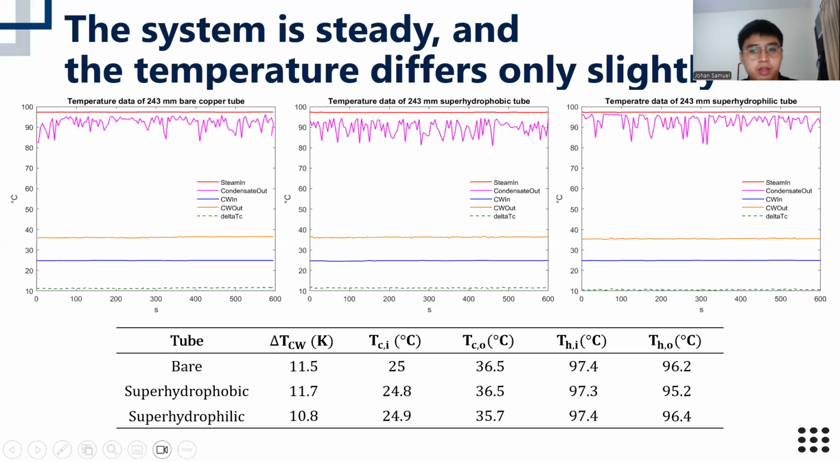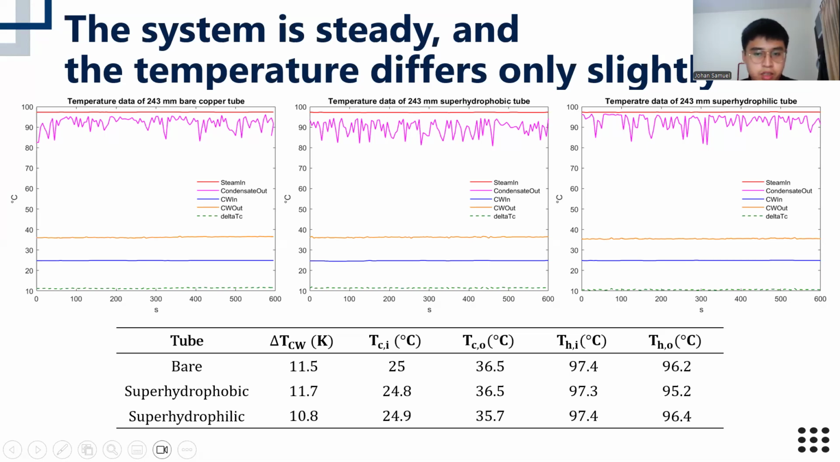And here are the experiment data collected. So the graph shows the steadiness of the system. The provided temperature data is used to calculate the heat transfer to the cooling water, and it will be used to calculate the condensation coefficient. However, there was no significant temperature difference between bare copper, superhydrophobic, and superhydrophilic tube.